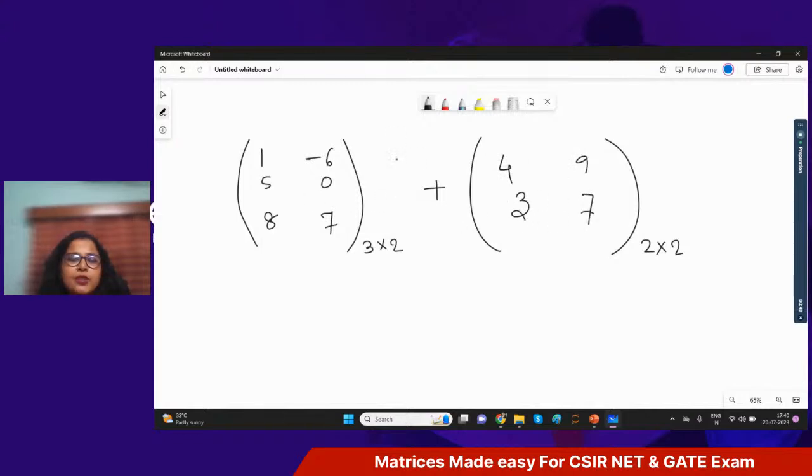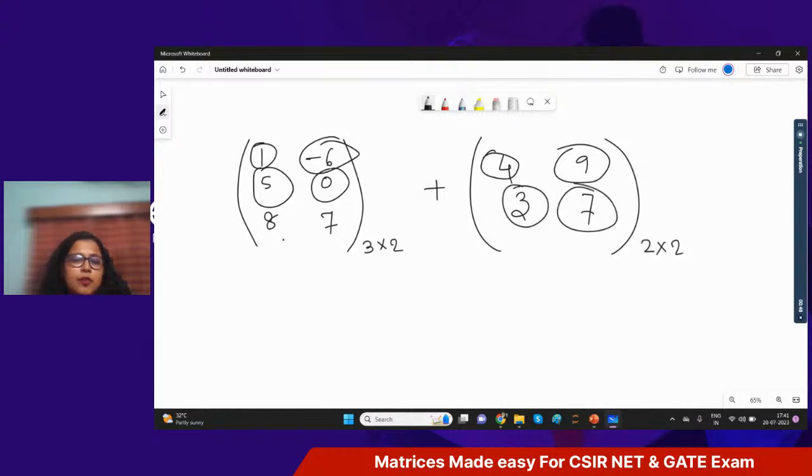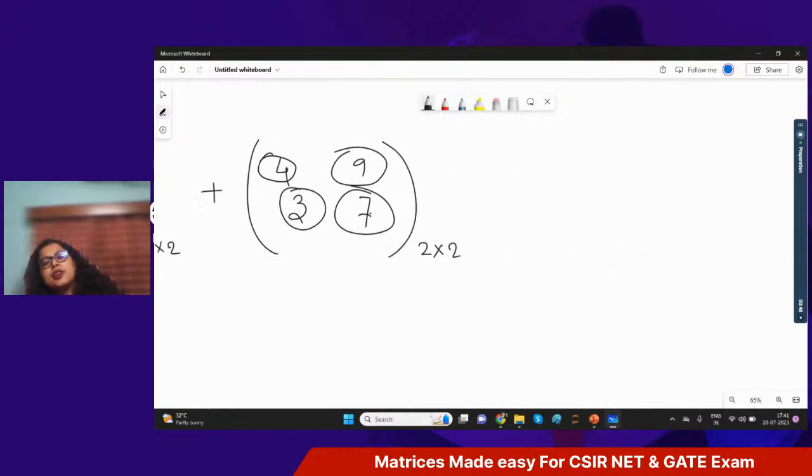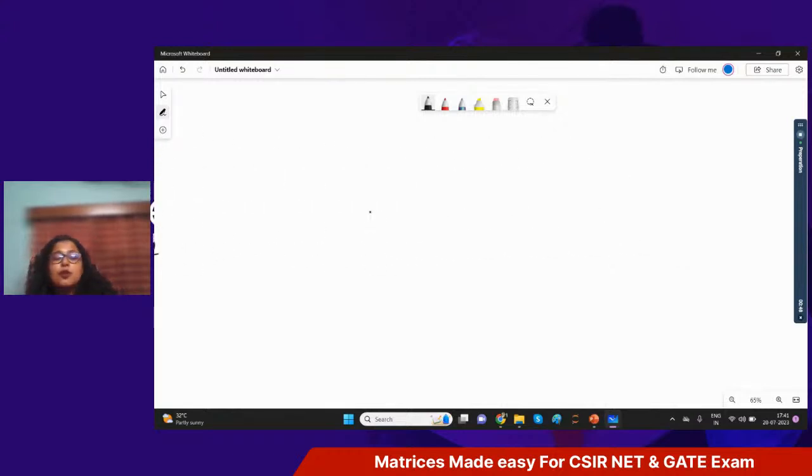Now if we try to add them, we add this with this, element wise addition. This with this, with this. Then what to do with this? Nothing. So that's why matrix addition has to be with matrices of the same order. Now let us take two matrices of the same order. Say the order is 3 cross 2.